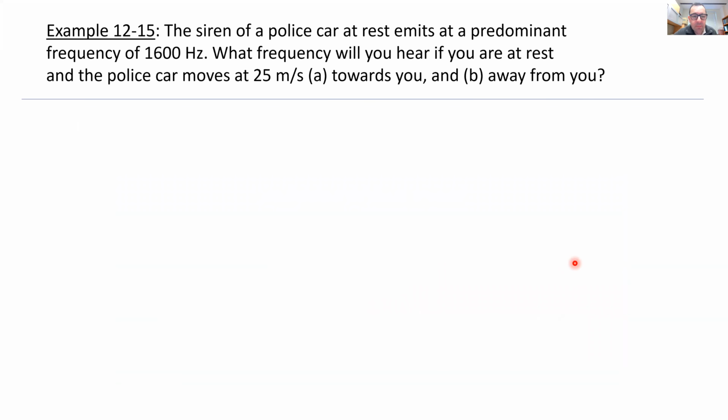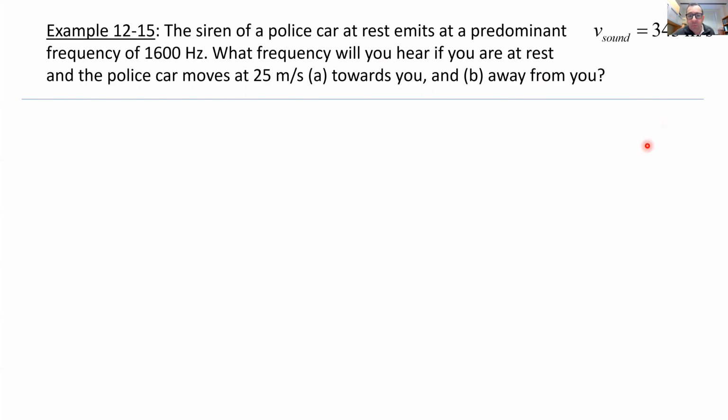All right, let's do a simple example, the standard one. This time, though, it's a police car. So the siren of a police car, which is at rest, emits a predominant frequency of 1600 hertz. As we've said so far, sounds have a mixture of overtones, but there's usually one predominant frequency, and that's the pitch that you perceive. We're being told that that predominant frequency is 1600 hertz. What frequency will you hear if you are at rest and the police car moves at 25 meters per second, either towards you or away from you?